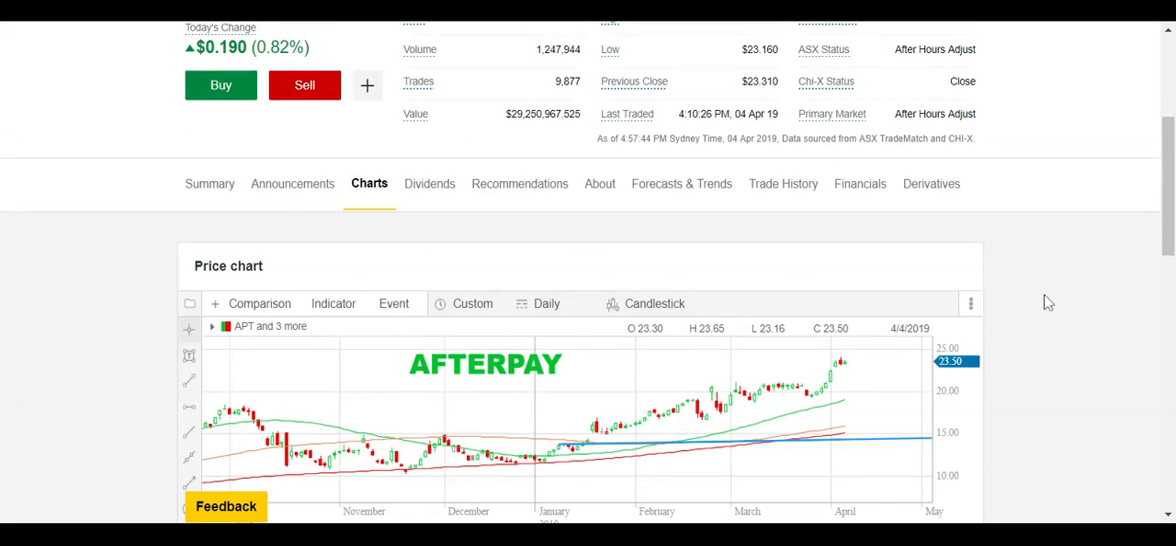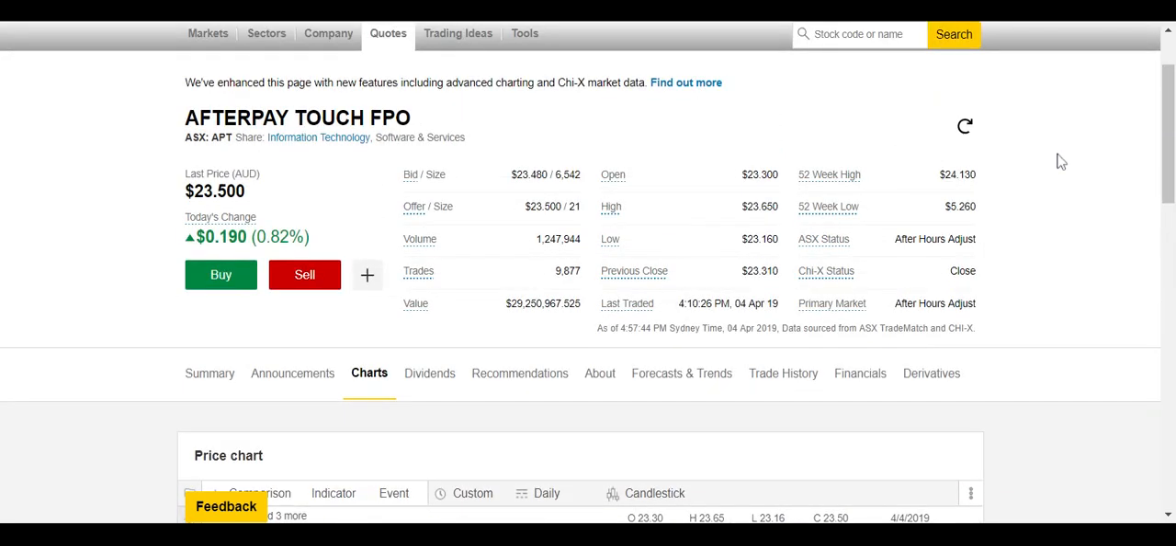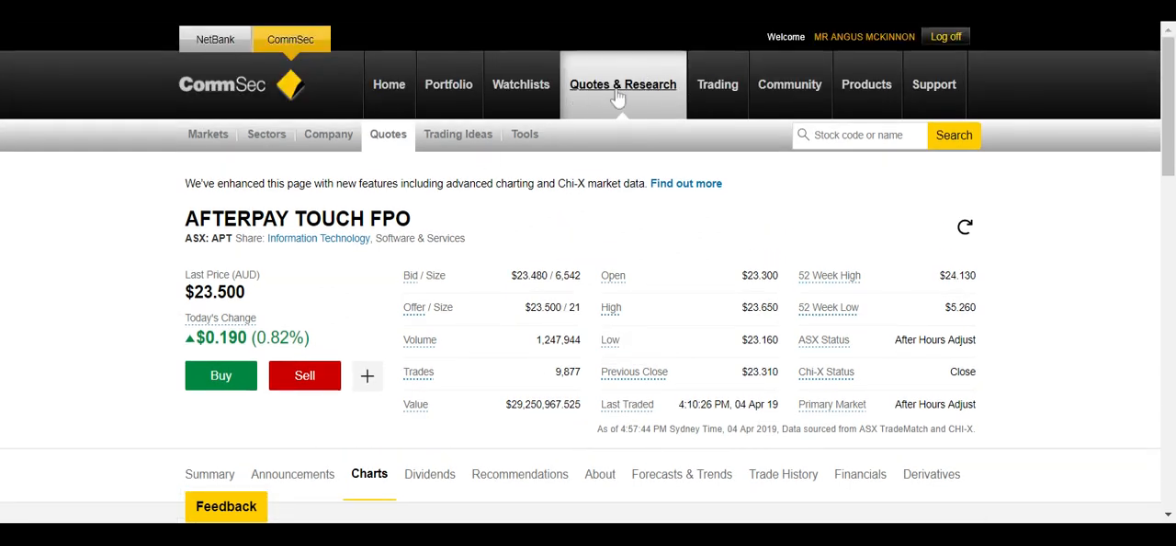Anyway, I hope that was useful, and it went through very quickly, but it might give people a very quick overview of what the new Commsec quotes and research pages now look like.